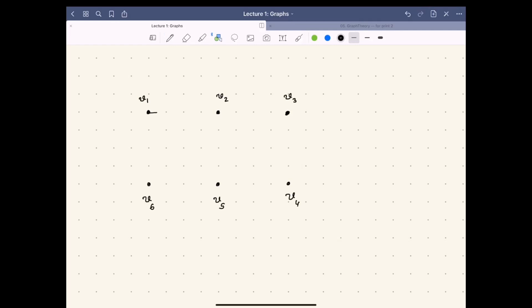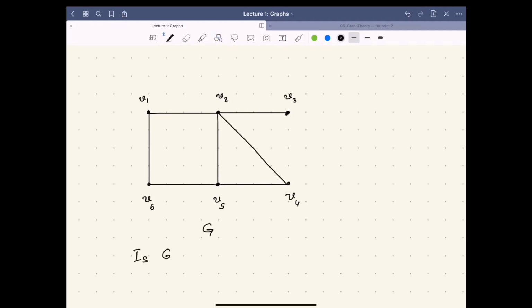There is an edge between V1 and V2. There is an edge between V2 and V3. There is an edge between V1 and V6. There is an edge between V6 and V5. There is an edge between V2 and V5. And there is an edge between V5 and V4. And finally, there is an edge between V2 and V4. Now the question is, if this is G, is G bipartite?